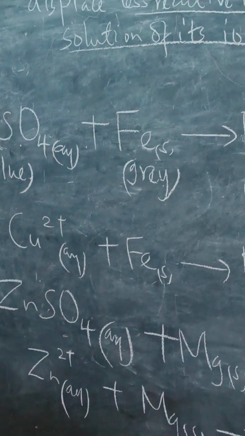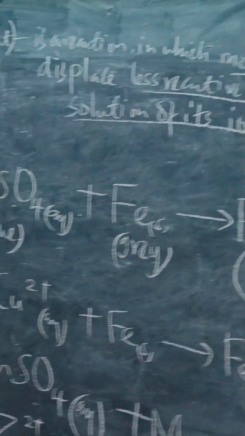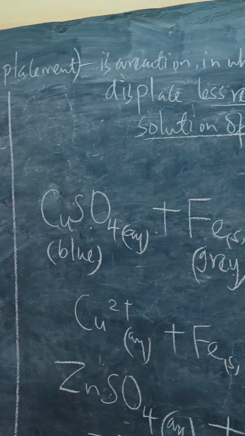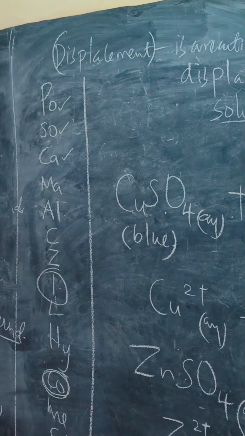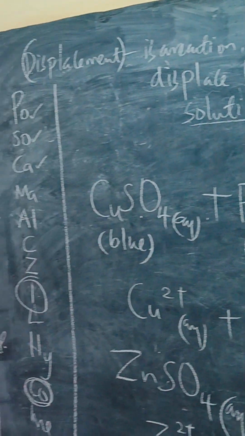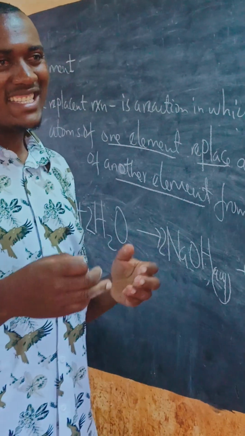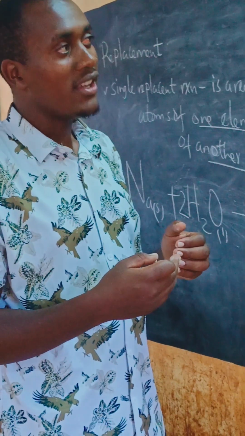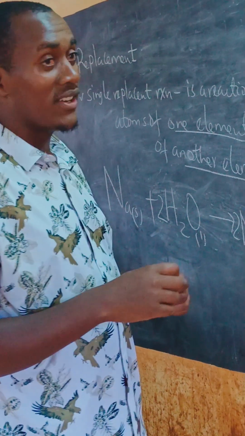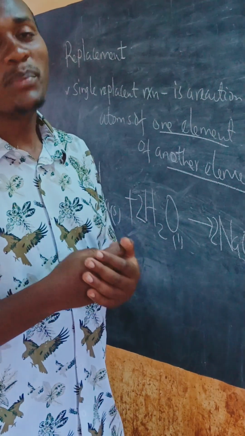So a displacement reaction is a reaction in which more reactive elements in the upper cadre displace less reactive elements in the lower cadre from the solution of its ions. In our next class, we look at double replacement reaction, where we exchange ions, also known as precipitation.